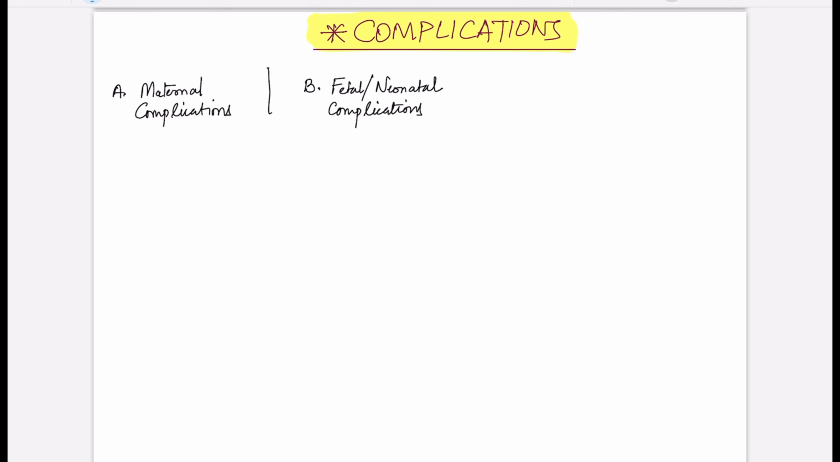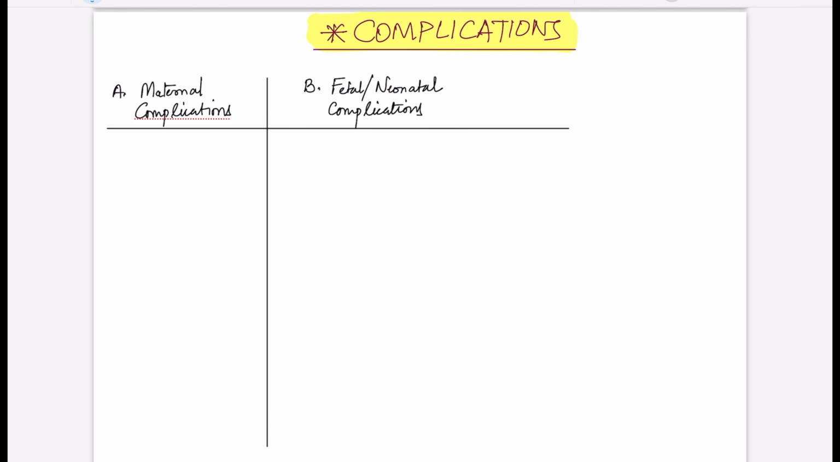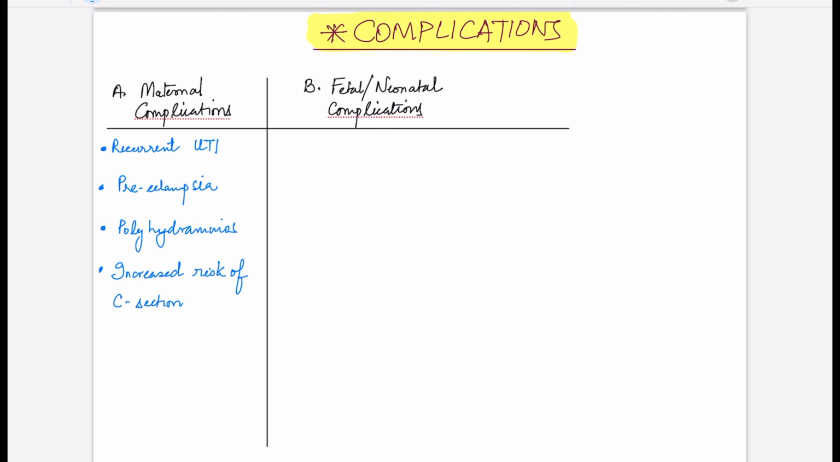It's simple knowledge based. So maternal complication includes recurrent UTIs, preeclampsia, polyhydramnios, increased risk of C-section, and hypoglycemia during labor. These are the ones that you must remember.